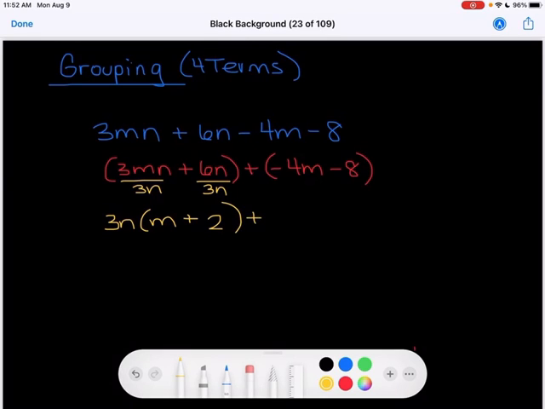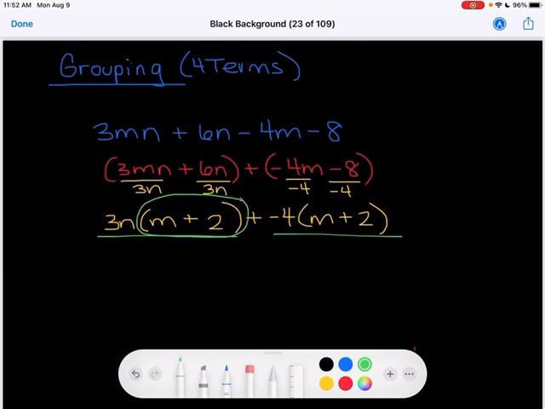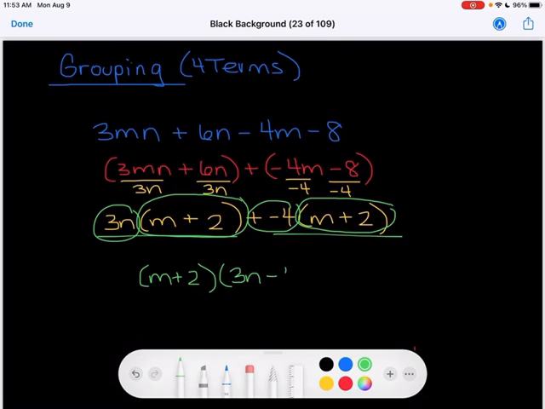Plus, here, I need to factor out a negative 4. Okay? And then divide both of those by that negative 4. So that leaves me with a positive m and a positive 2 here, which is good because I've got these 2 terms now, and they have that common binomial factor of m plus 2. So I'm going to factor out that m plus 2, and then what's left over is this 3n plus negative 4, or just 3n minus 4. And then this would be your final answer.